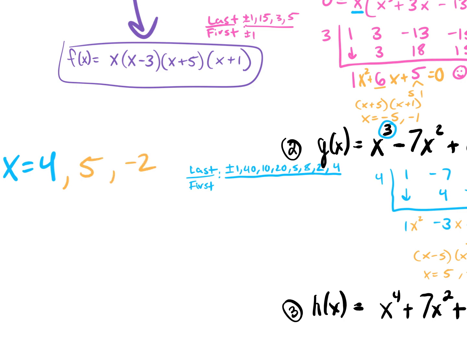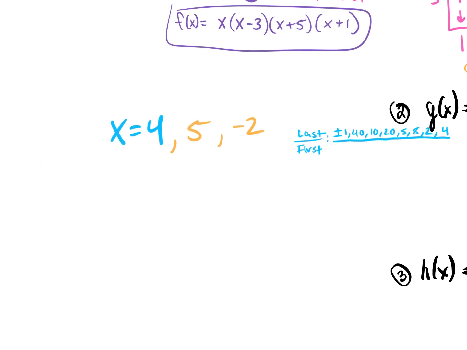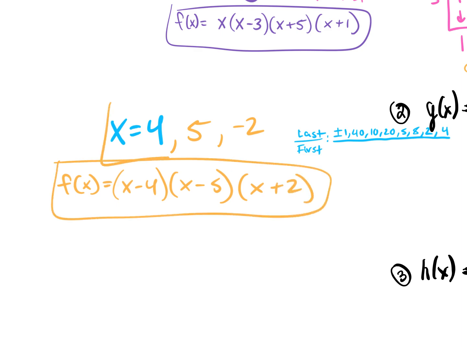5 and -2. How would we write this in complete factorization? X minus 4 times x plus 5 times. Oh no, -5. X minus 5 and x plus 2. Awesome. So this would be our complete factorization and our zeros.